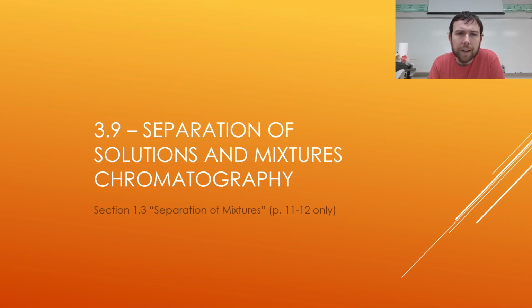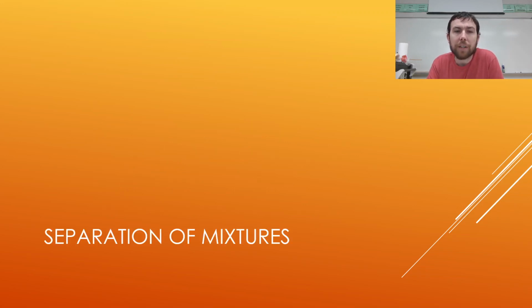Okay. Now, the first thing that we need to recognize is that mixtures, like we talked about when we were talking about classification of matter, are physical combinations. That means that we should be able to do some sort of process to separate out the different components that make up our mixture, whether they're homogeneous or heterogeneous, right?